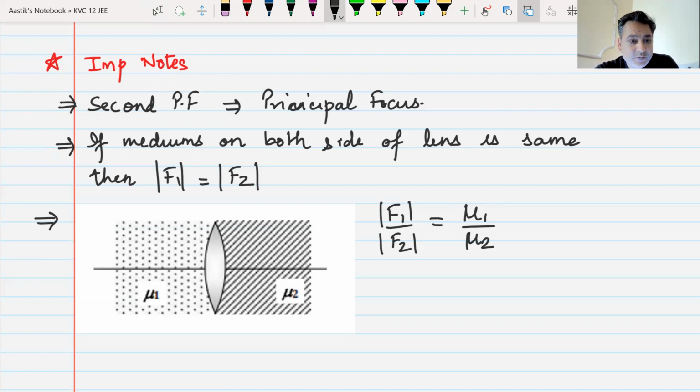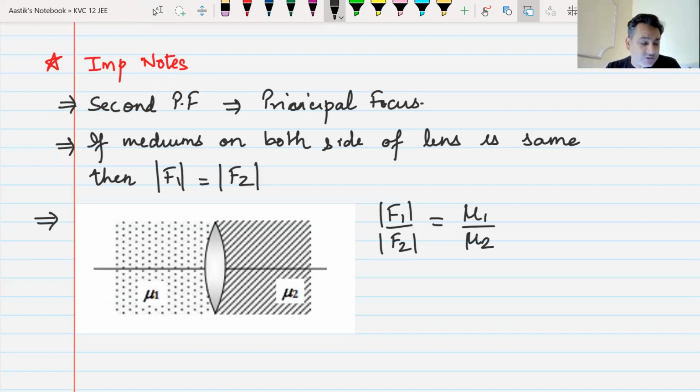These are some important points that you must not forget. Sir, where are F1 and F2? Which side is F1 and which side is F2? F1 is on the side of mu1 and F2 is on the side of mu2. You can take it that way.